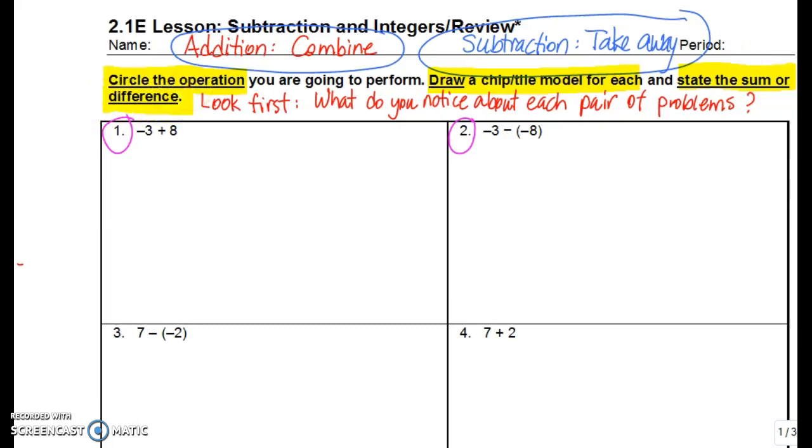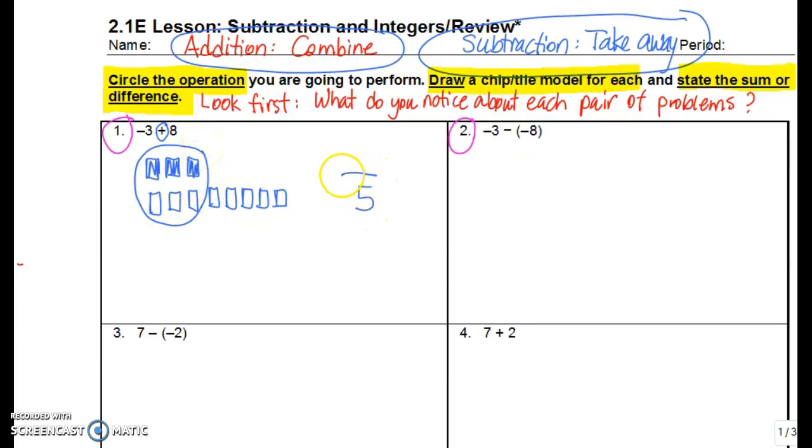So we're going to be following the methods that we've learned in class. Number 1 says -3 plus 8. Circle the operation. I've got 3 negative tiles. I'm going to combine that with 8 positive tiles, lining them up so I can take care of my zero pairs nicely. Be sure to count accurately. I've got 3 zero pairs. My remainder is 5, so my total is 5 positive tiles.